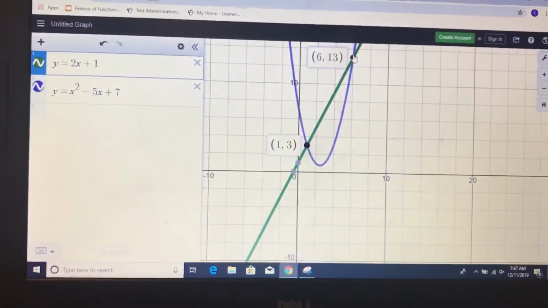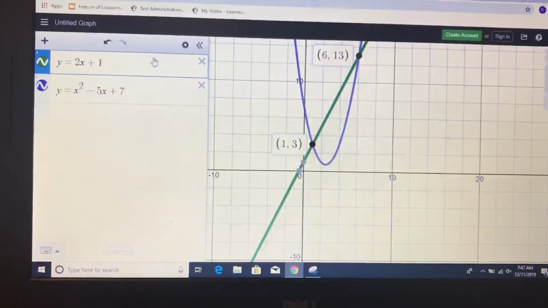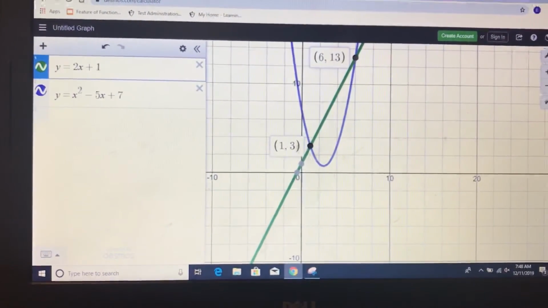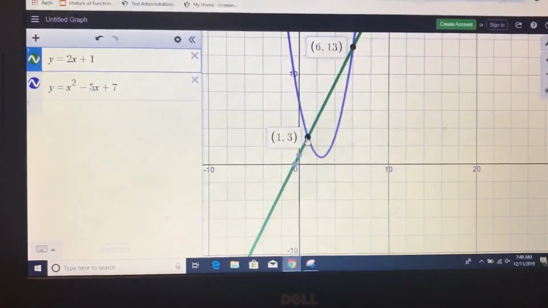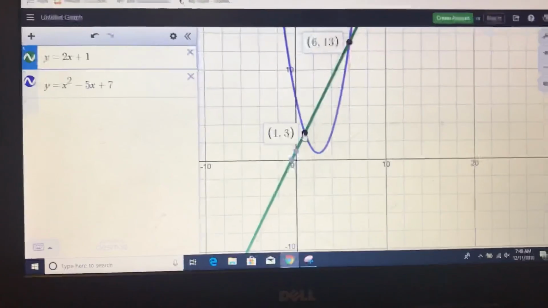But for this station, you're going to be practicing graphing both linear and quadratics and identifying the solution or solutions or no solution with systems like this. Good luck.